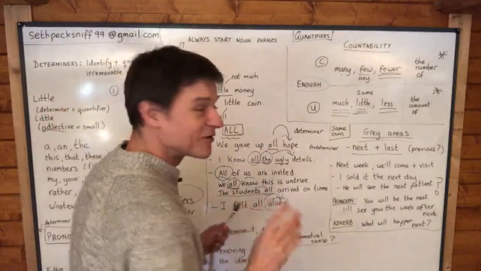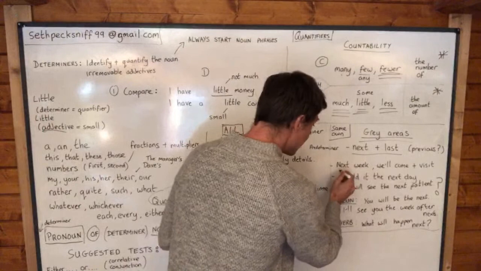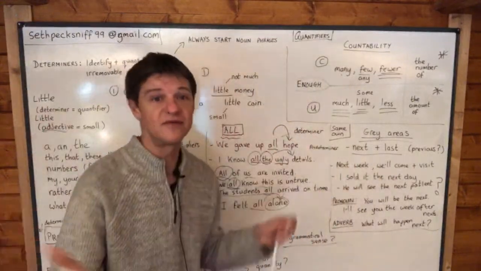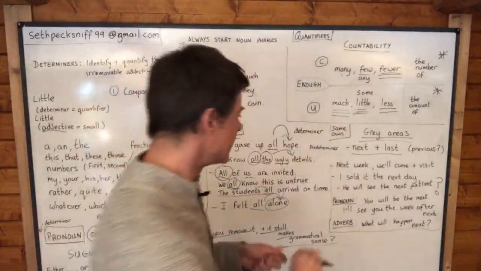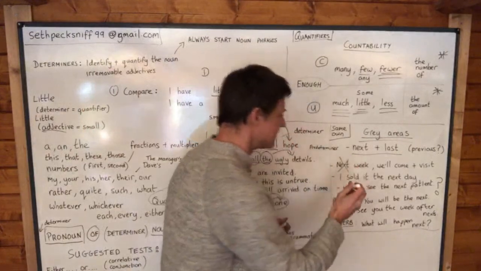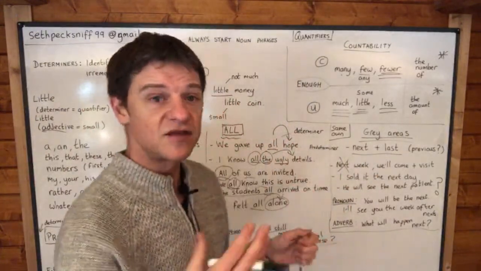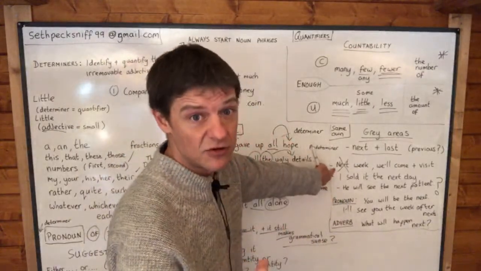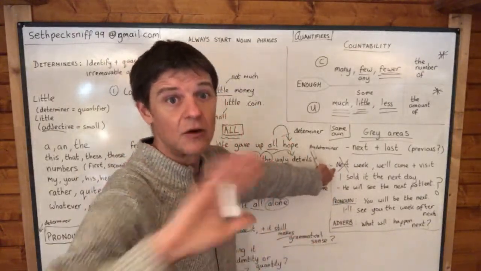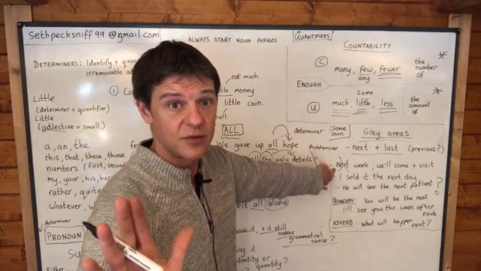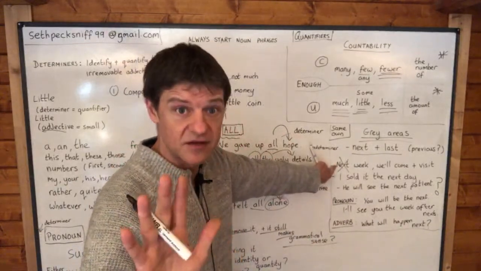But sometimes it's not so clear. Here, next week we'll come and visit, or we'll come and visit next week. You can't say week will come and visit. That would be completely wrong. Or we'll come and visit week. And so this one is irremovable. It's a determiner without question. I think everybody would agree that this next is a determiner.